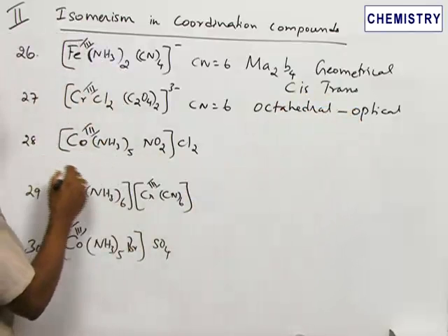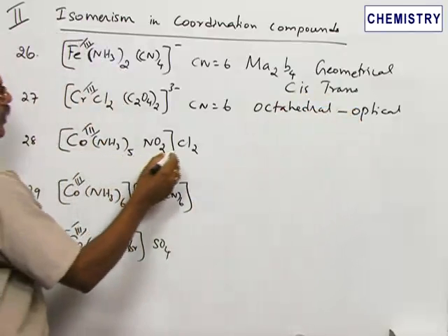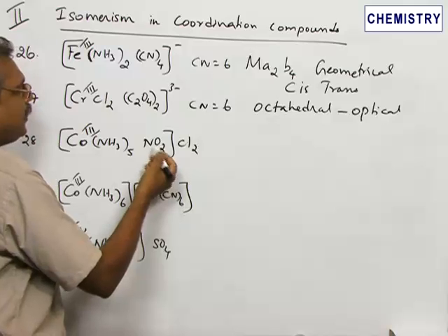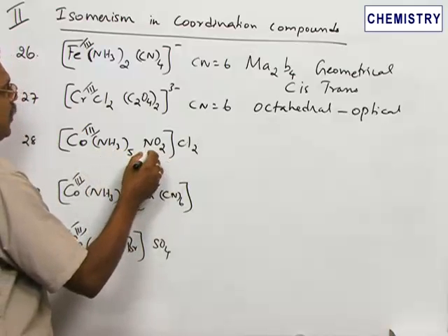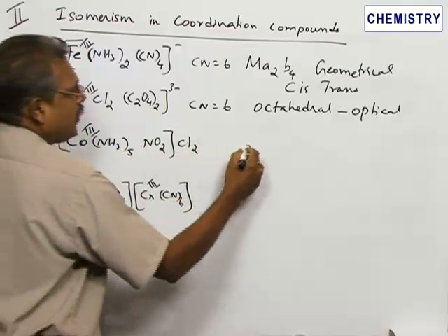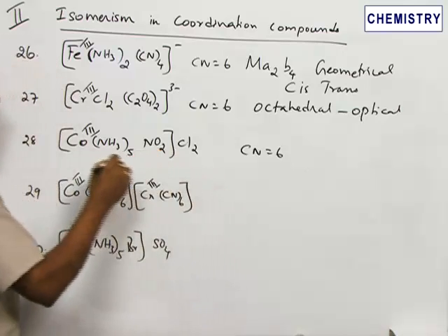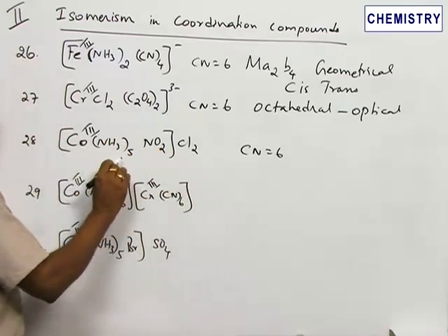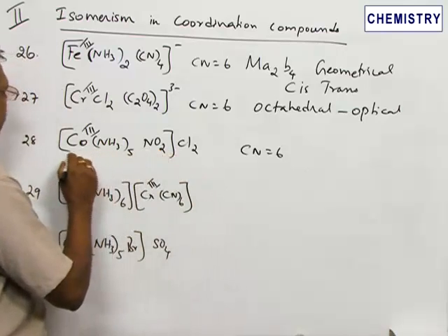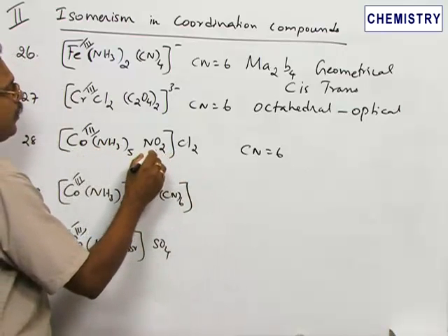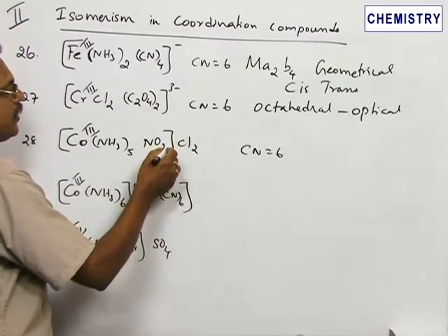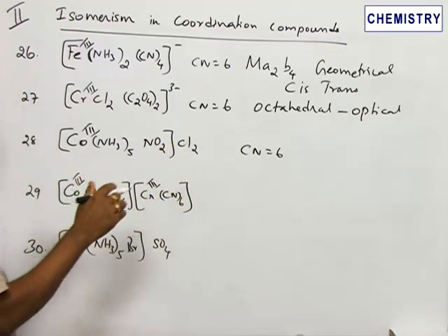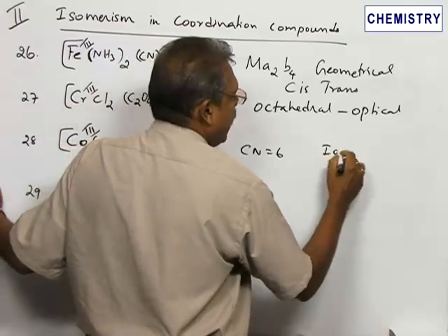And in compound number 28, the important point is the counter ion chloro, and the nitro is inside. This complex, five plus one, six, is an octahedral complex, so coordination number 6, and it can exhibit structural as well as stereoisomerism. In structural isomerism, the NO2 can go outside and one Cl can come inside. When NO2 goes outside and Cl comes inside, that will result in a different type of ionization. Therefore it can exhibit ionization isomerism.